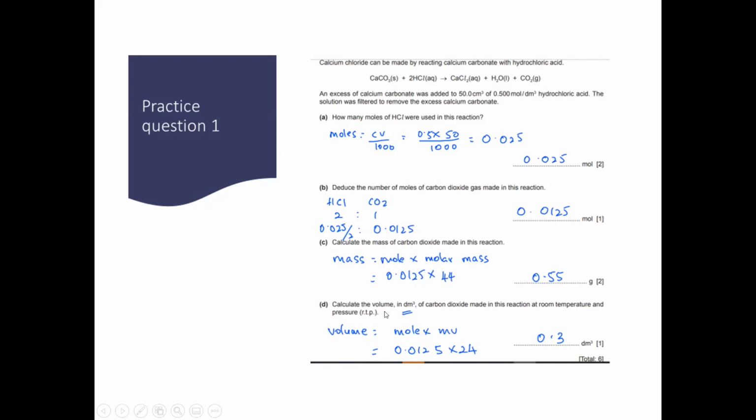D, calculate the volume in dm³ of carbon dioxide made in this reaction at room temperature and pressure. The formula to calculate volume of gases is mole times molar volume. Mole has already been calculated. Molar volume of a gas in dm³ is 24. So the answer becomes 0.3 dm³.